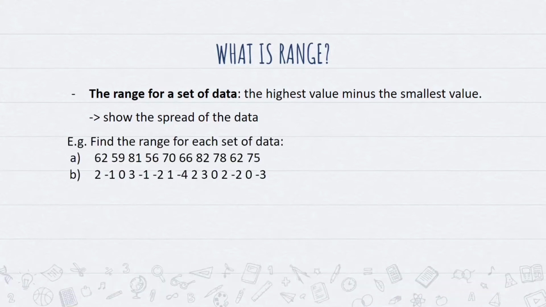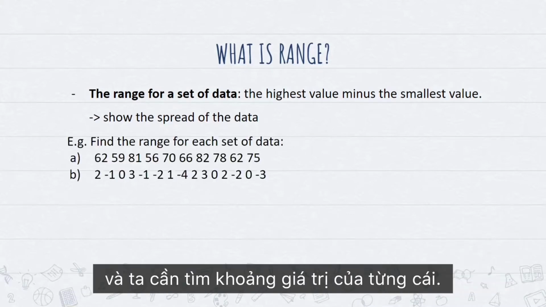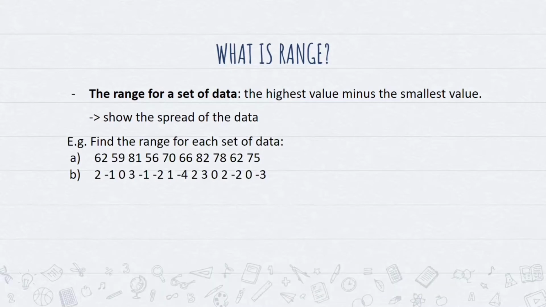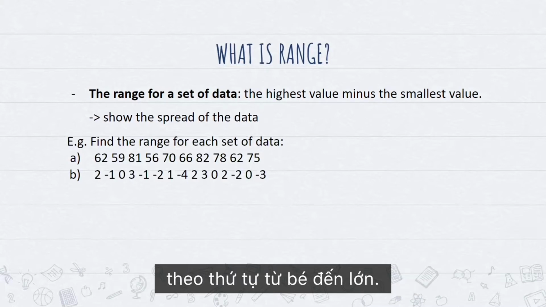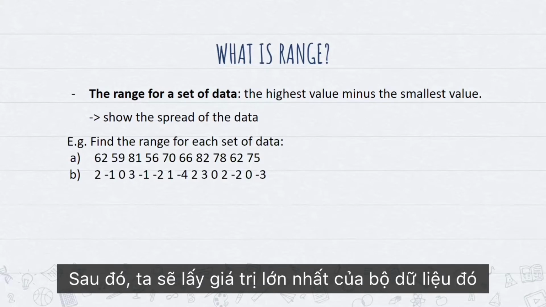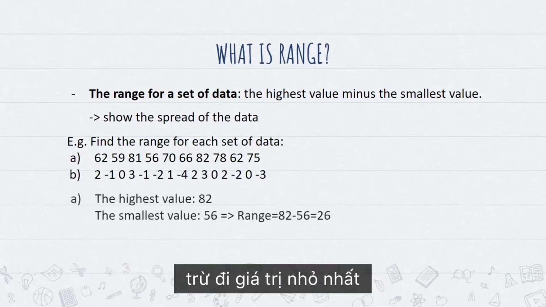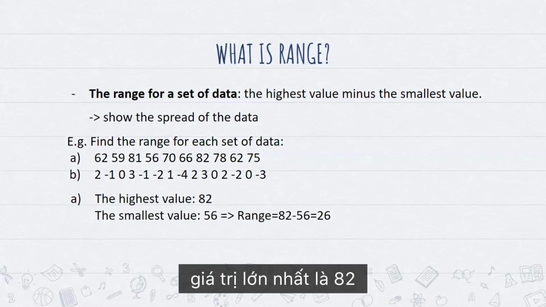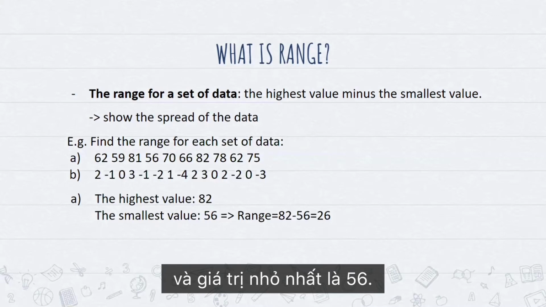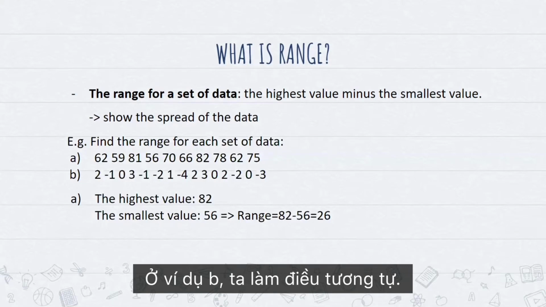For example, I have two sets of data here, and we need to find the range of it. So the first step, you need to arrange the terms from the smallest one to the largest one. Then after that, you're gonna take the highest value, and then you're gonna minus the smallest value. So in example A, the highest value is 82, and the smallest value is 56. So the range is 26.